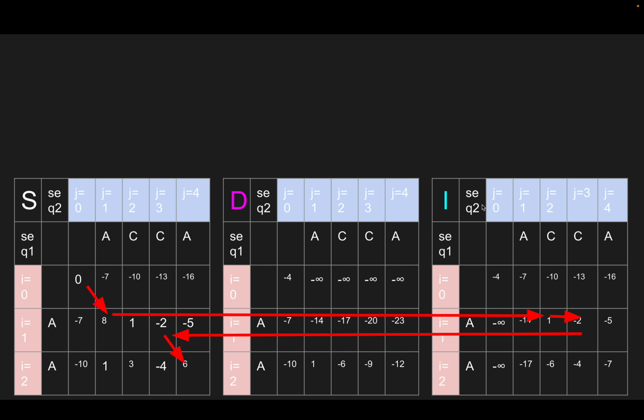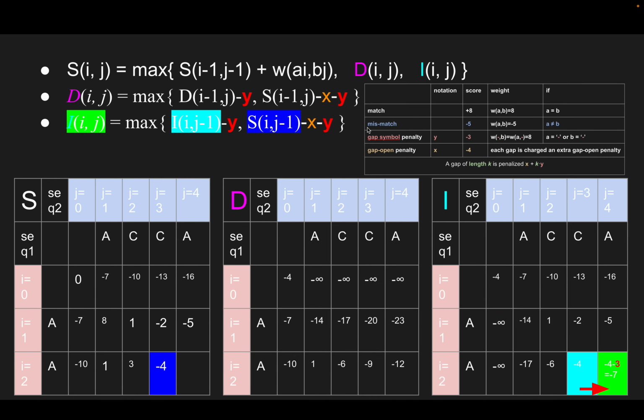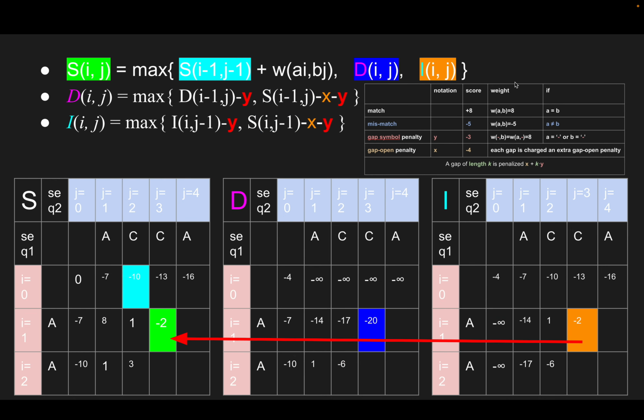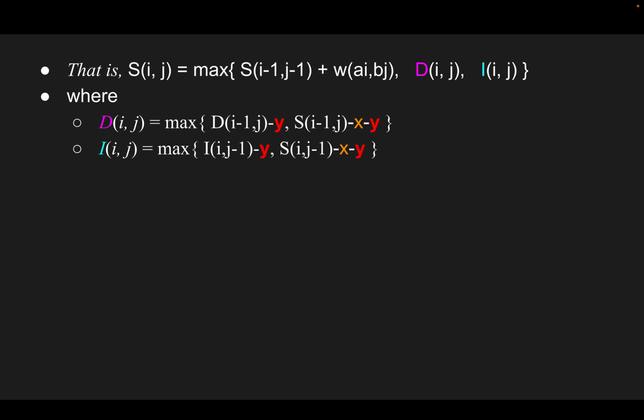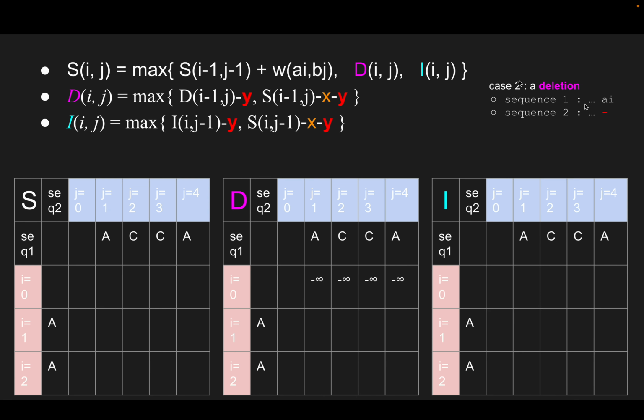And again, by backtracking, we can know the maximum, the trace of actions, which are either deletion, insertion, or alignment. What's a deletion? Deletion means we introduce the gap symbol to the second sequence. Insertion is introducing the gap symbol to the first sequence.